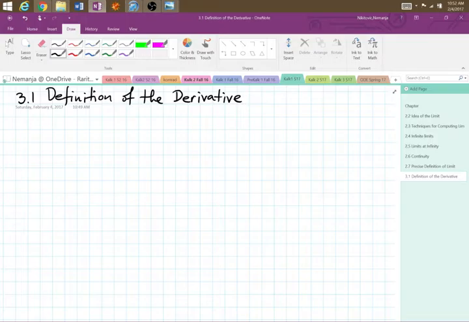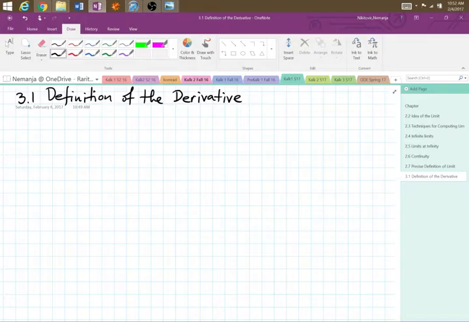This is section 3.1, definition of the derivative. But it's going to be all limits, actually. So we are going to tag this together with chapter 2 on the exam. We are going to take lots and lots of limits here. Well, let's first get to that point.